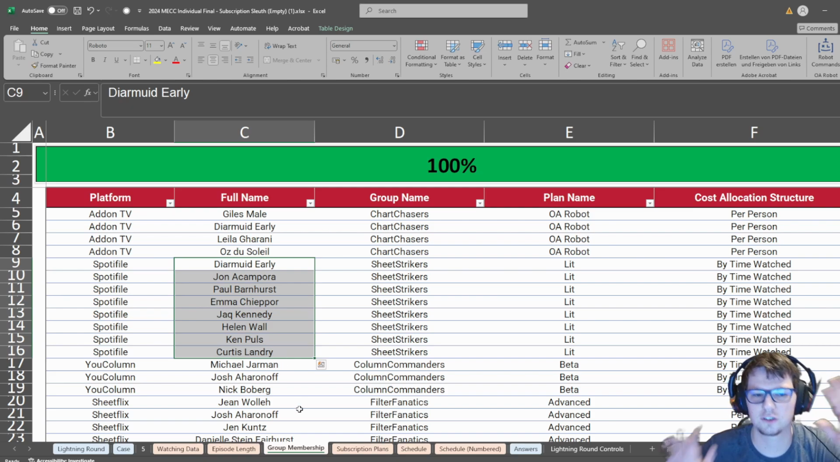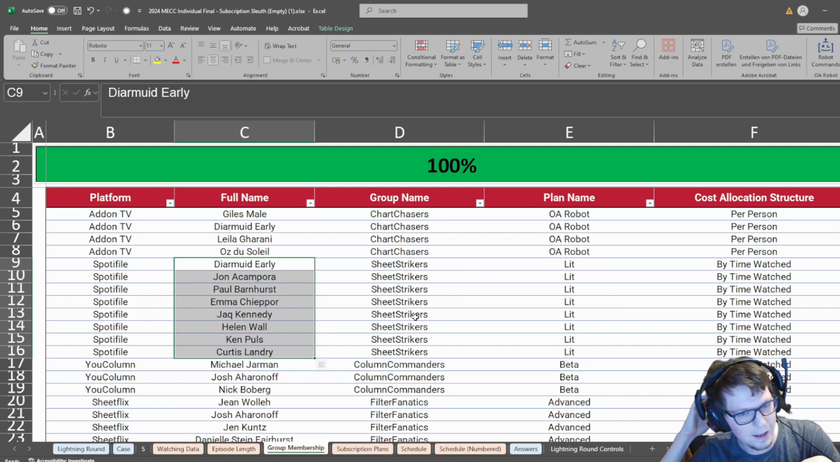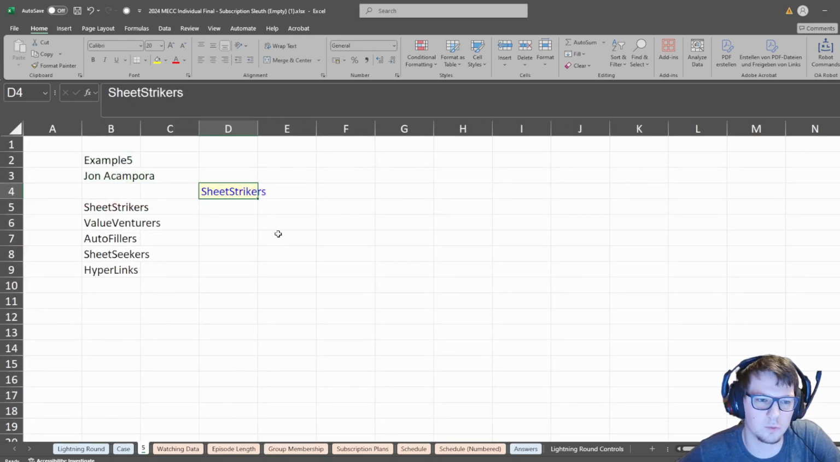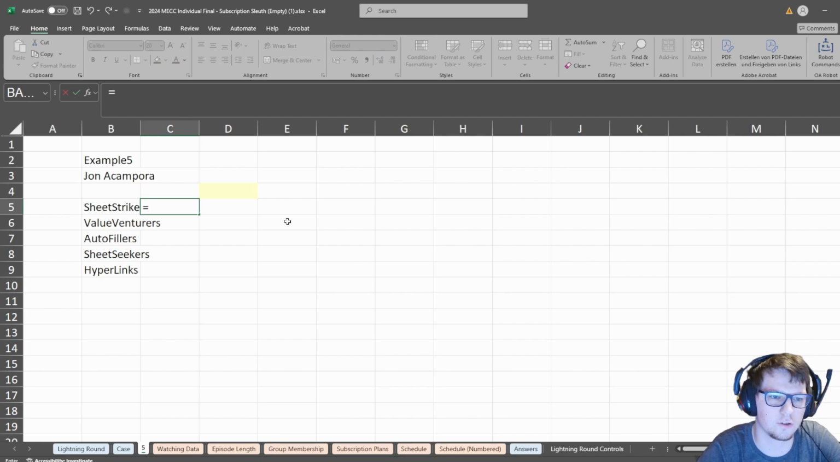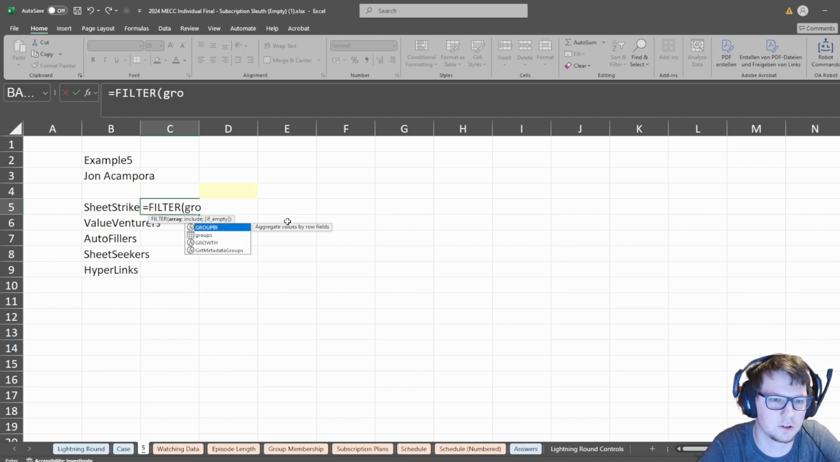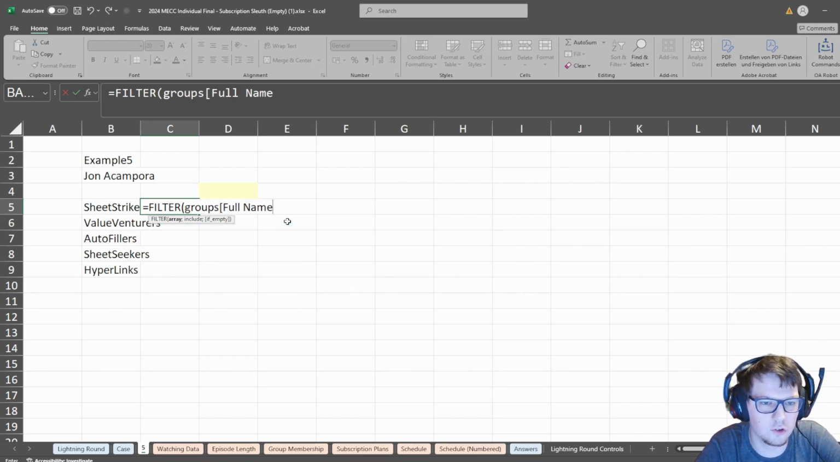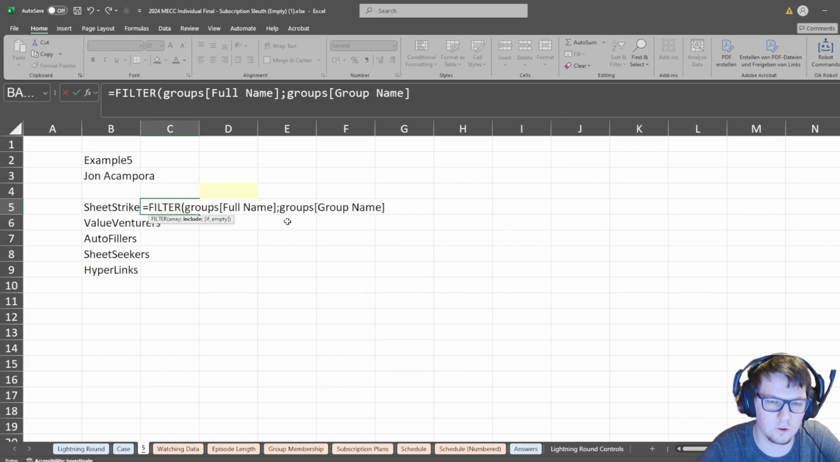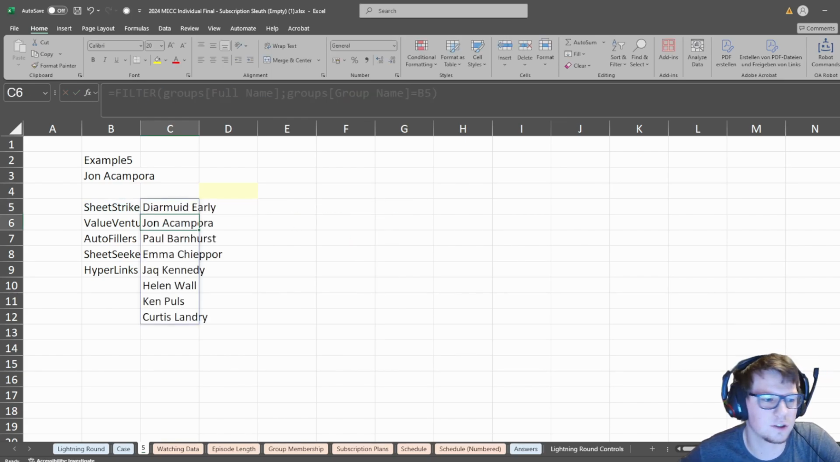So you cannot take all of those together. You have to get all of the names, then take the unique ones, and then get the amount of characters that all of those unique people have together. So what we need is, for all of those, we want to filter the groups full name, including groups, where the group name is equal to this.